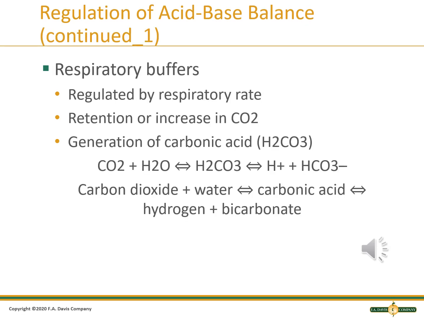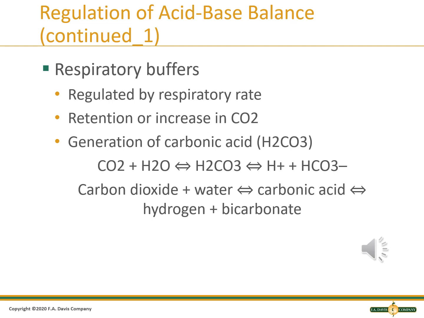First off, don't let this slide scare you. We're not going to be doing any type of chemistry type equations, okay? Acid-base disturbances resulting from primary alterations in the PaCO2 are regulated by respiratory buffers. Any retention of CO2 or increase in the body's concentration of CO2 produces an increase in hydrogen ions through the generation of carbonic acid, which is H2CO3.